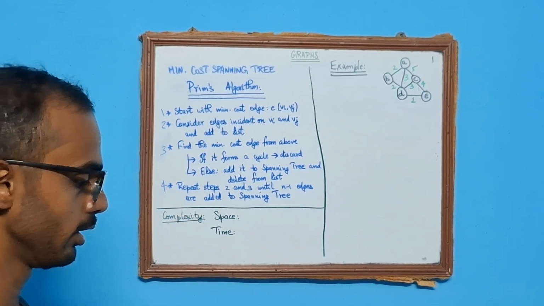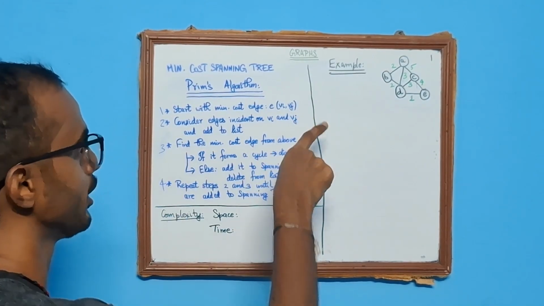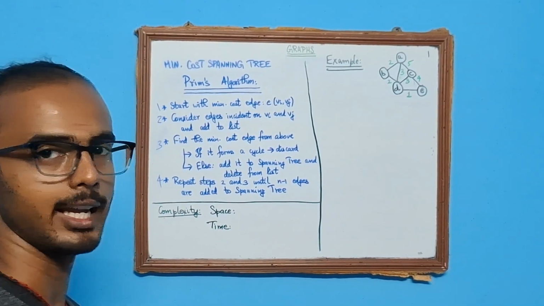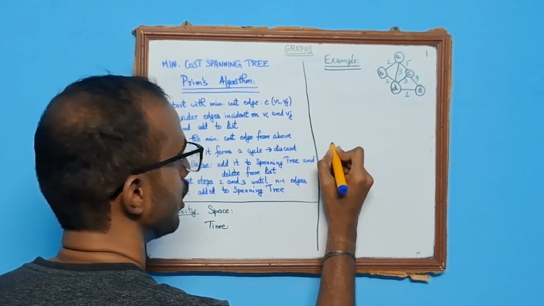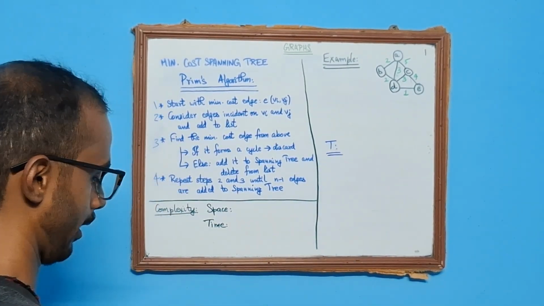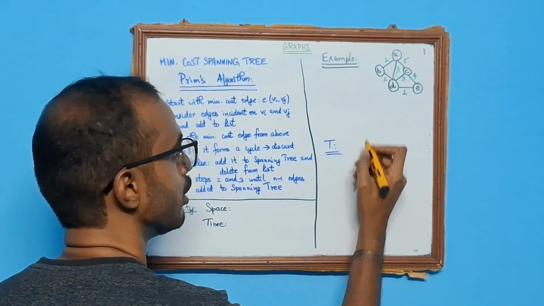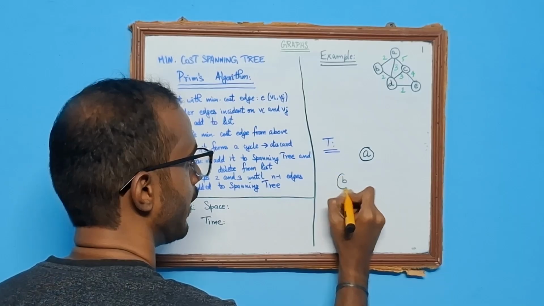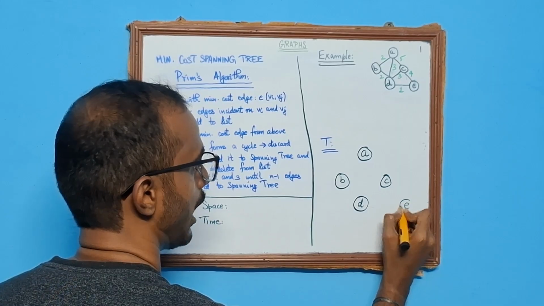Now let me go through this example. Let us start with the minimum cost edge. Out of all of these, there is only one minimum cost edge. If there is more than one minimum cost edge, we can take any of them. Here, without any ambiguity, the minimum cost edge is D comma E. Now let the spanning tree be defined like this. The first condition is that it should contain all the vertices. So I'll just write all the vertices here, and then we'll add the edges based on the minimum costs according to Prim's algorithm.